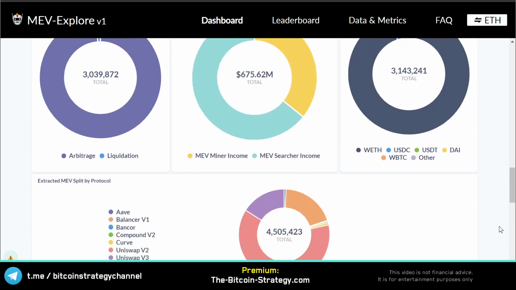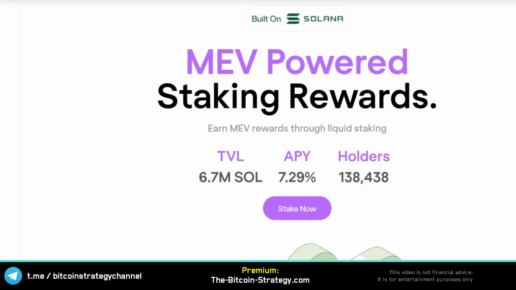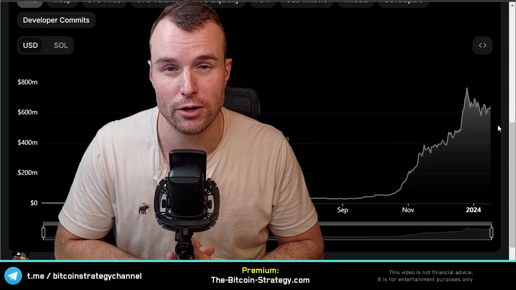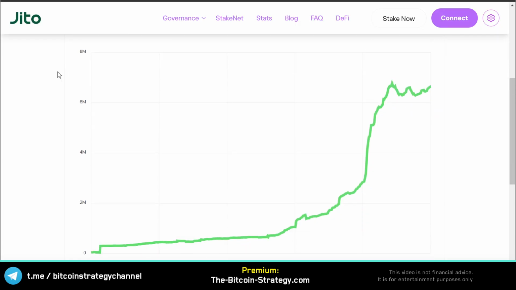Now, Jito currently offers 7.29% APY, and it's a very successful protocol. More than 600 million total value locked on Jito. That's 6.6 million SOL tokens. The growth is stalling, though, somewhat, measured in SOL since November of last year.